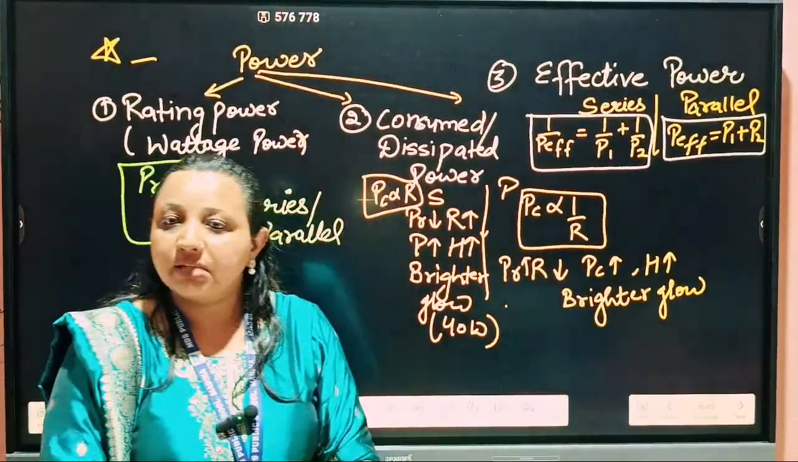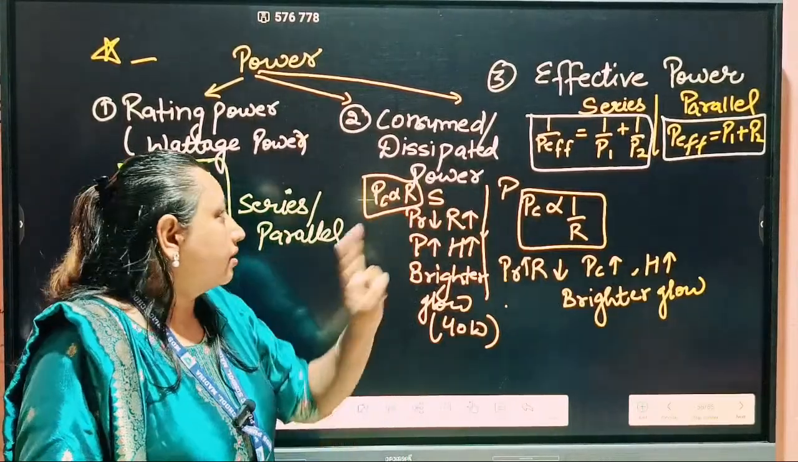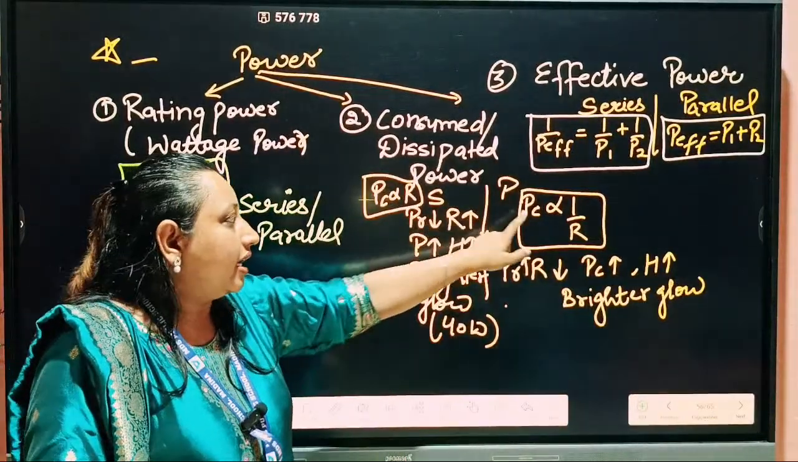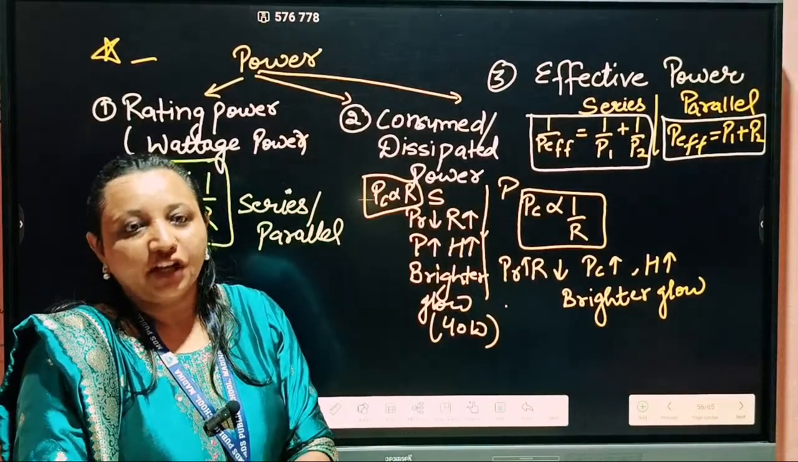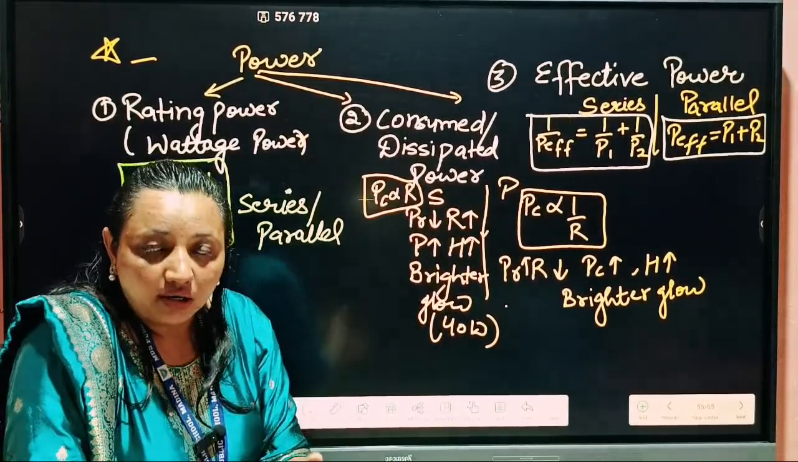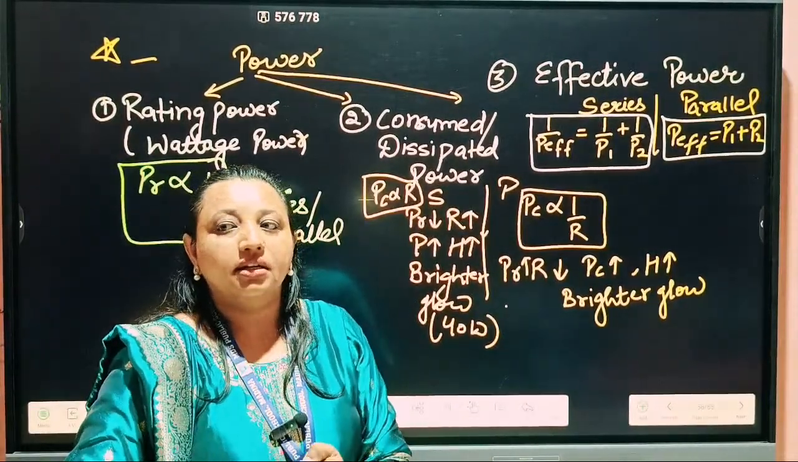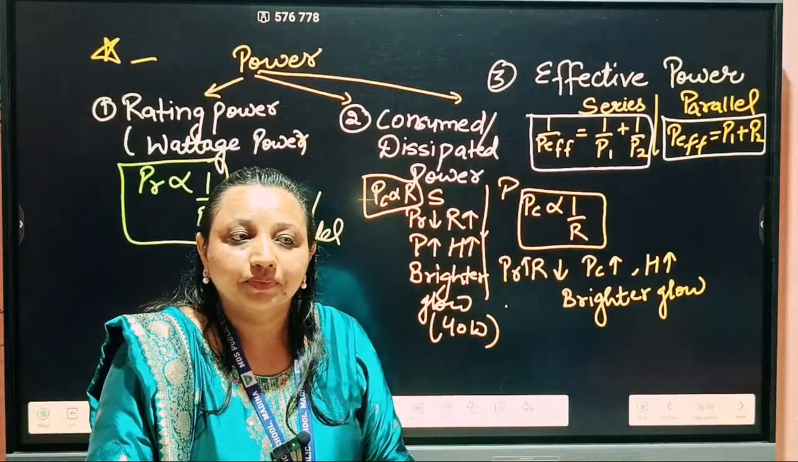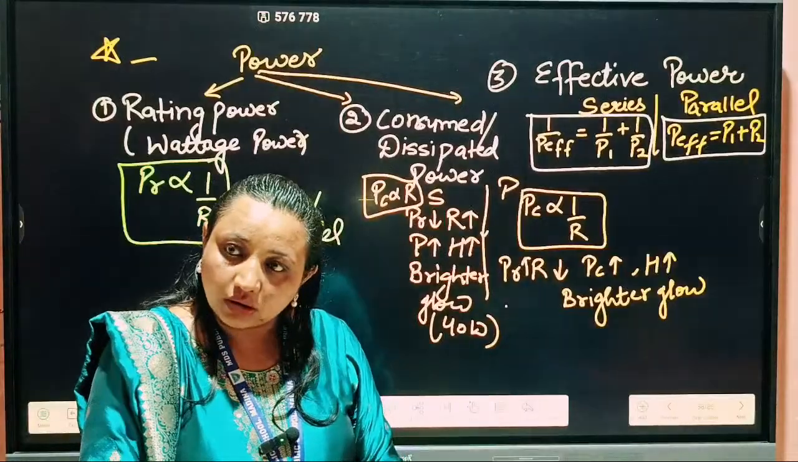Consumed power or power dissipated, if we have to find, there may be a series or parallel combination. In series combination, power consumed is directly proportional to R, and in parallel combination, power consumed is inversely proportional to R. If a 100 watt electric bulb and a 200 watt electric bulb are connected in parallel combination, then which one glows brighter? 100 and 200 watt. 200 watt.